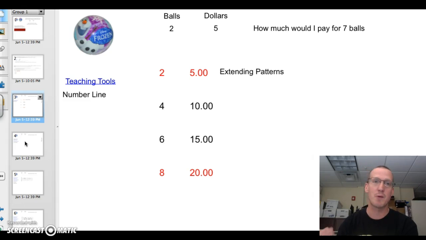And those are the things that we want to be doing with kids, knowing that there's an order on this side and there's an order for your x values and for your y values. So that's extending your number, extending patterns.